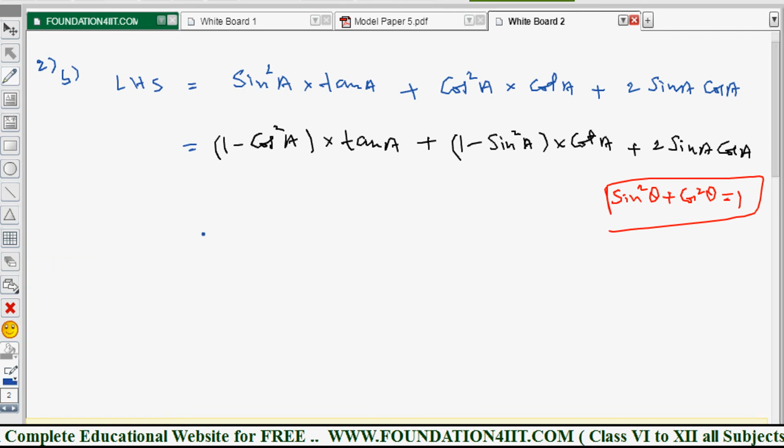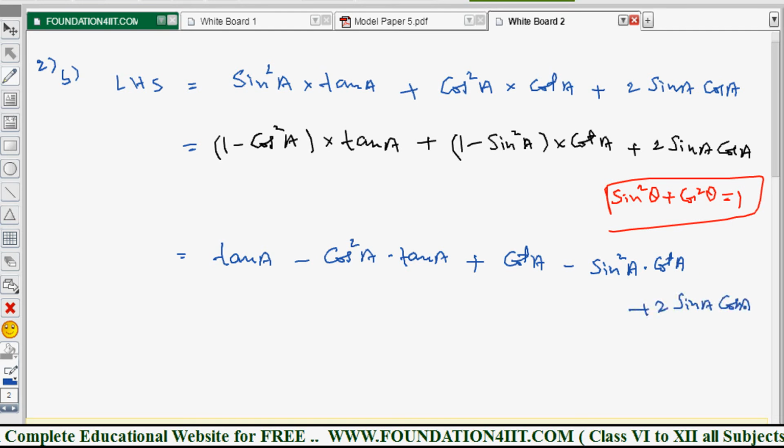And similarly the next, just multiply 1 minus cos square into tan a. So 1 into tan is tan a, minus cos square a into tan a, plus here also 1 into cot a, that is cot a, minus sin square A into cot A as it is, plus next one is 2 sin A cos A as it is.